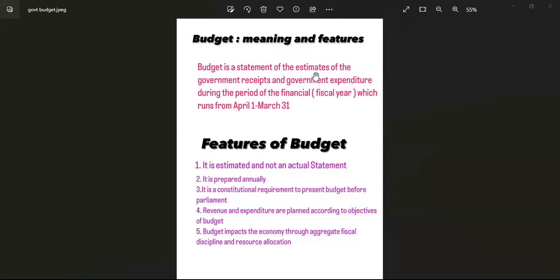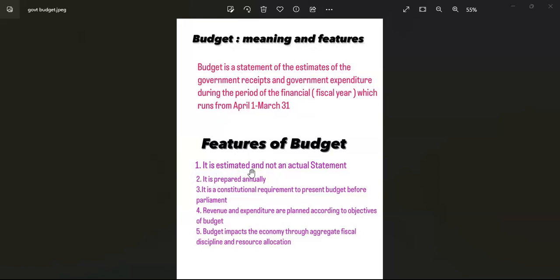Budget is a statement of estimation of the government receipt and government expenditure during a period of a financial year, which is the fiscal year, which runs from April 1 to March 31st. So it's a statement of what? Estimation. For example, tomorrow you have your birthday and you are going to give a treat to your friends. Over there, you are making a budget that, okay, I have 5,000 rupees, I'll spend it like this. So that's why budget is a statement of estimation of government receipt and government expenditure during a financial year.